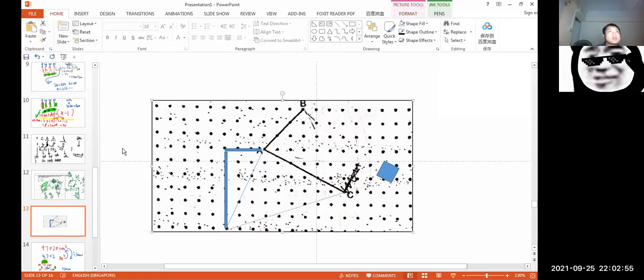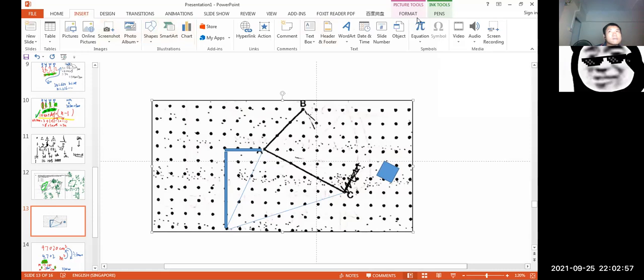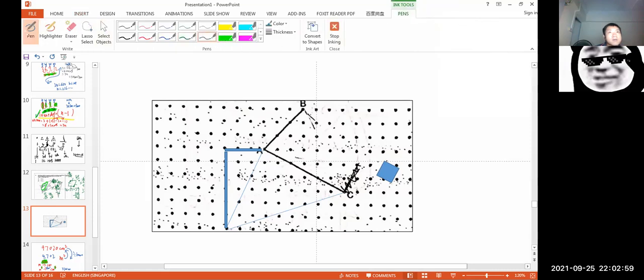So you just need to make sure this is 90. Just make sure this is 90, and then you should be able to get it. So this is your X. Next.